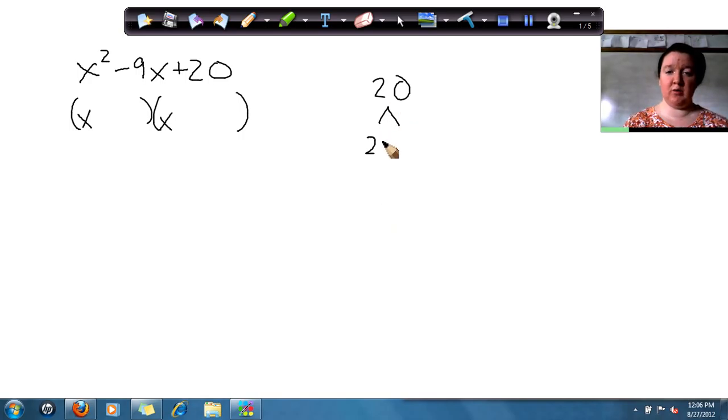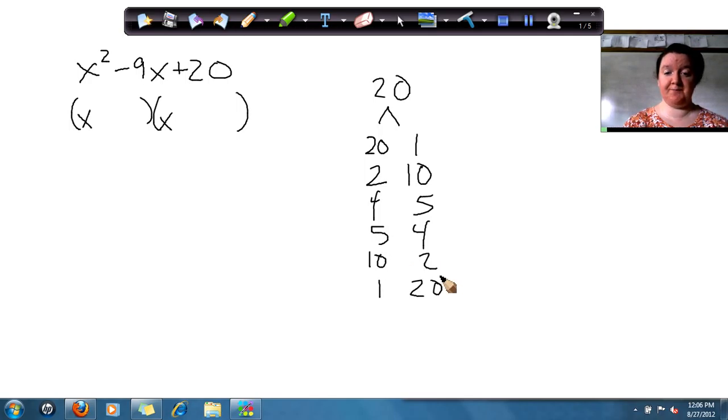Well, I could have 20 and 1. I could have 2 and 10. I could have 4 and 5. I could have 5 and 4. I could have 10 and 2. Or I could have 1 and 20. And this will be more important when you think about the pairs later on. But for right now, we're just going to look at the different ways we could go about it.